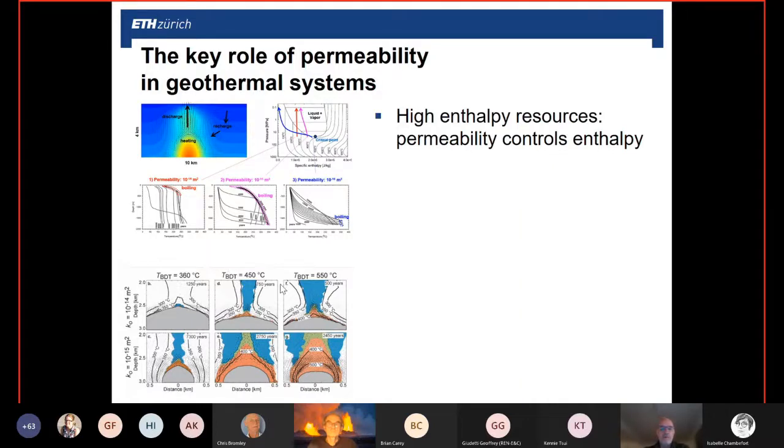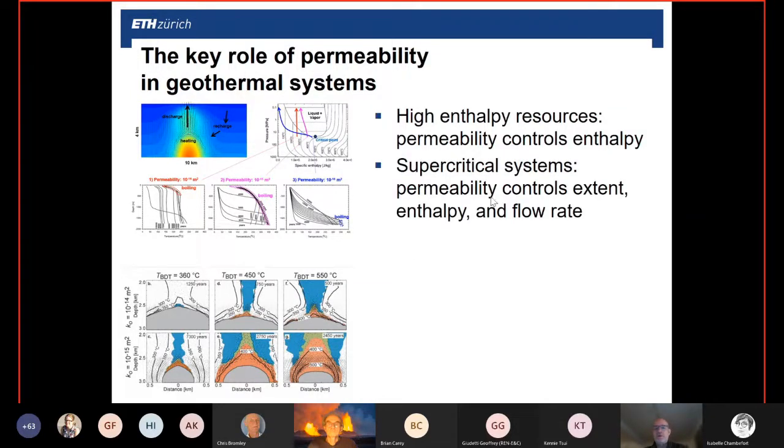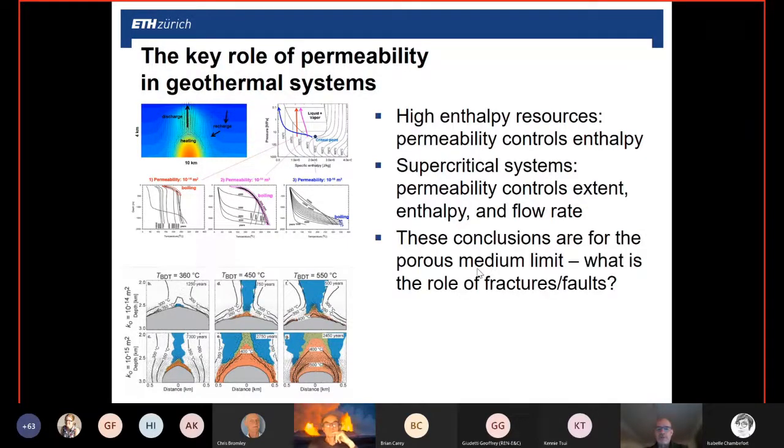So when it comes to supercritical resources, and that was from the work of Sam Scott some years back, permeability controls the extent, the enthalpy, and the flow rate in such resources. And this is quite nice, but this was all again done in the porous media limit. So there is no feed zones, no nothing in here. This is just giving you a first order impression of how geologic factors such as permeability control these things.